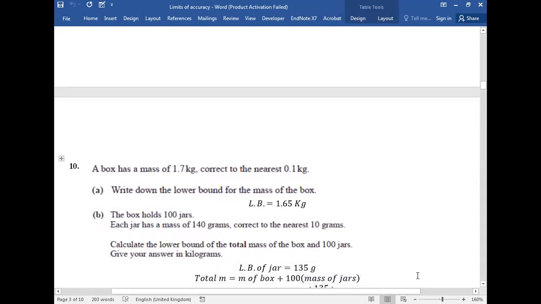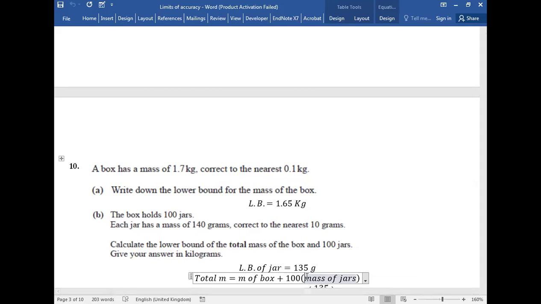क्या करना पड़ेगा in order to find the lower bound of the total mass? Very good. Jars का भी lower bound लेना पड़ेगा and box का भी lower. Box का तो we already know and we already know it in kg. What about jars? Jars का क्या है? 140 grams. Correct to the nearest 10 divided by 2, minus करेंगे, 135 grams. But we cannot just add it इस तरह से. हमें इसको किस में convert करना पड़ेगा? kgs में.